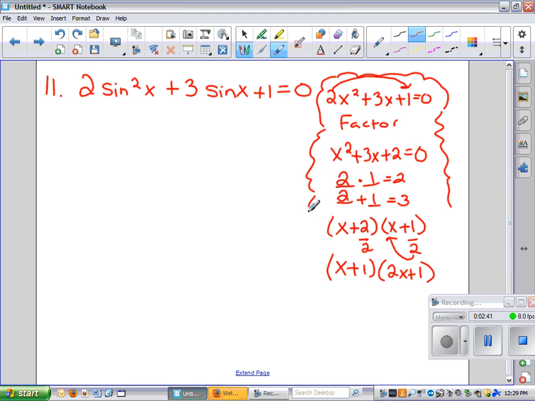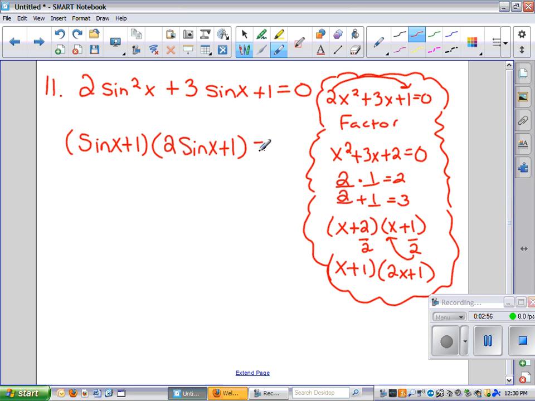So I'm going to think about this in terms of this. Everywhere I have an x, I'm going to replace it with sine x. So this will factor to sine x plus 1 times 2 sine x plus 1 equals 0. Now that these two are being multiplied together, I can set it into two equations. Sine x plus 1 equals 0, and 2 sine x plus 1 equals 0. Subtract 1 from both sides. Sine x equals -1.